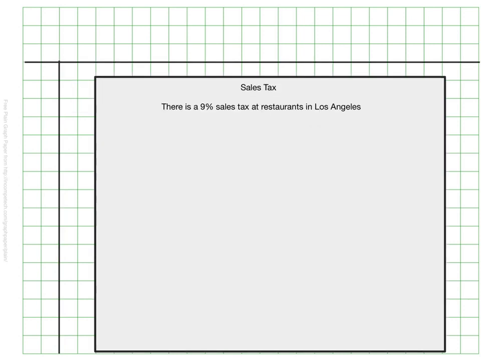Percentages come up as well when we're talking about tax, and I'm going to use California here since we don't have tax in Oregon, but there's a 9% sales tax at restaurants in Los Angeles. So that means in addition, they have to add on 9% more to their bill.